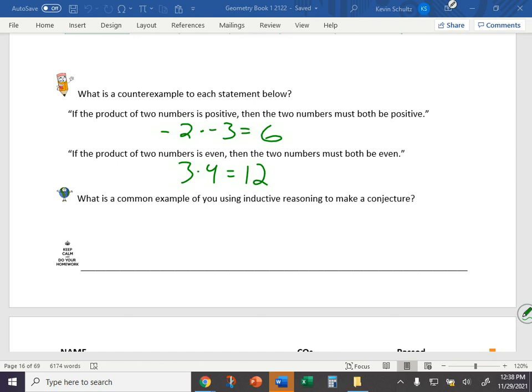But no. Last one, real world. What is a common example of you using inductive reasoning to make a conjecture? Essentially, what this is asking is, when do you use informal reasoning, patterns, experiences, this kind of judgments to make a conclusion? Raise your hand, please. What are other examples where informal reasoning is used where you've done this?